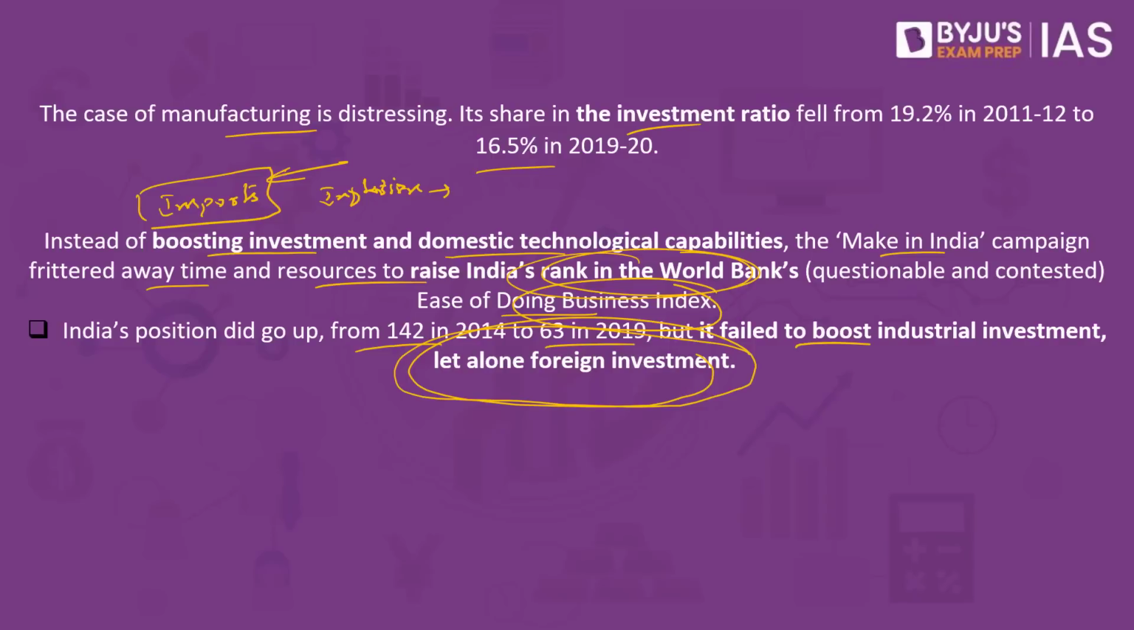One, because of inflation; second, because of geopolitical tensions; third, because of the currency depreciation. So all in all, it is not just about investing on the infrastructure front, capital expenditure, but we also have to focus on the manufacturing and the agriculture, says this article. It is this that we have to understand with respect to this article. Now let's look into the next article.